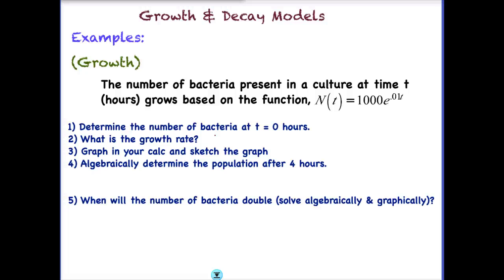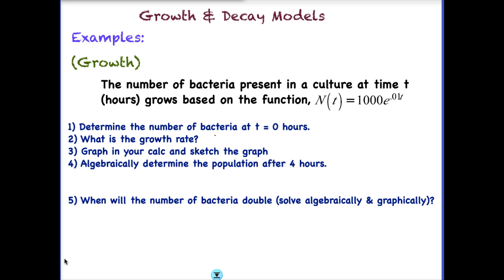For this lesson, we are going to walk through 4 different examples of growth and decay models, including Newton's law of cooling. For our first example, we're going to look at growth. The number of bacteria present in a culture at time t in hours grows based on this function. This function should look familiar to you. It's the same thing as continuous growth for interest. So based on this, we should be able to answer these questions.